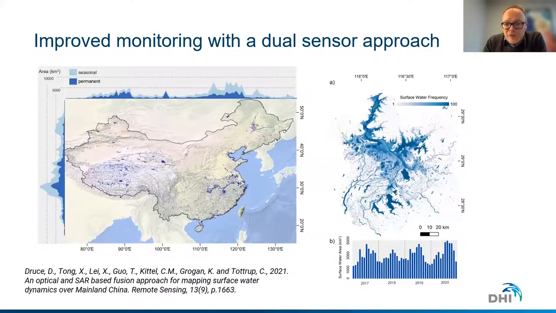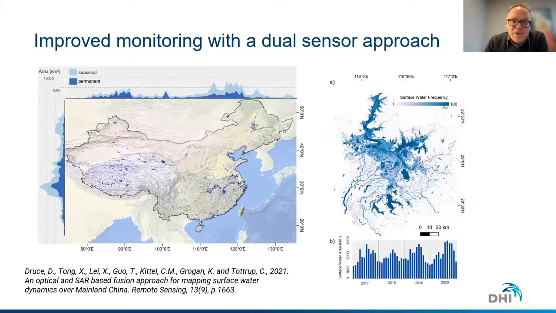In particular, what we have been working at lately is to look beyond that single sensor approach, where you are using optical data alone or SAR data alone to monitor water resources, by combining the two technologies to provide a much more consistent picture in both time and space. Here, an example from a mapping of mainland China.